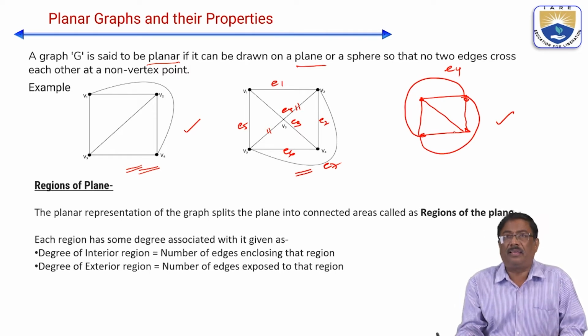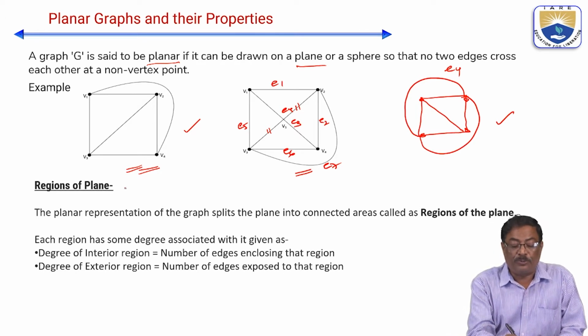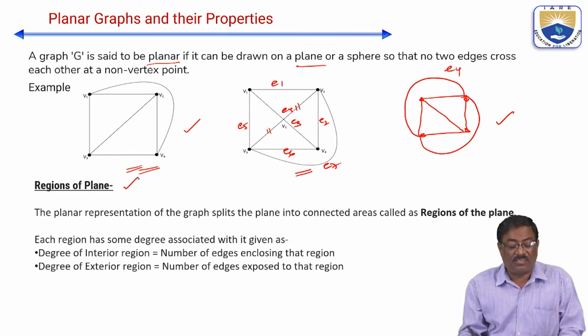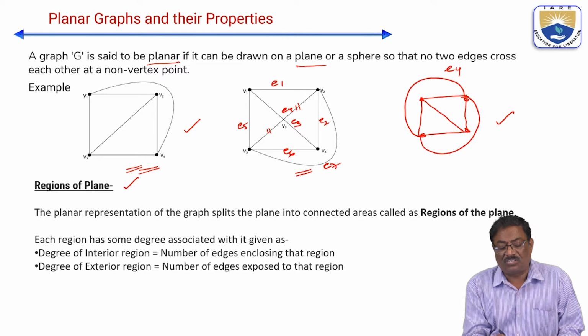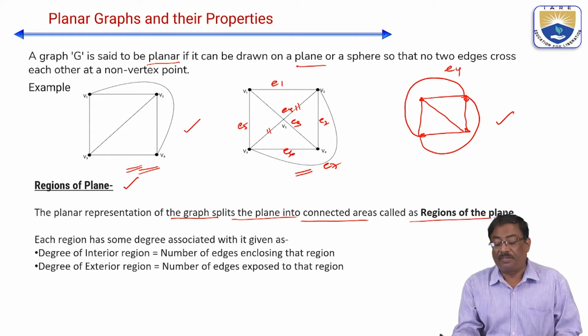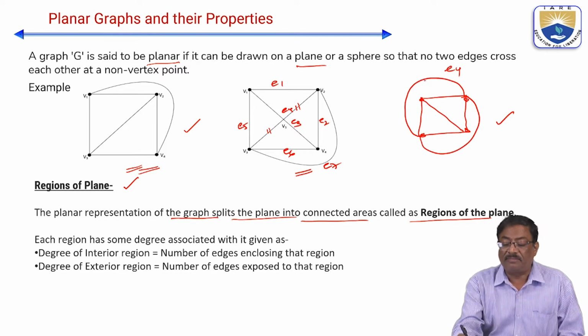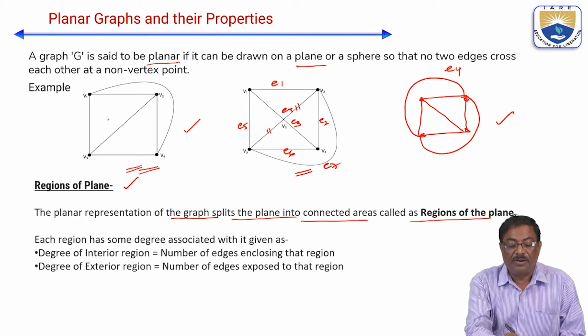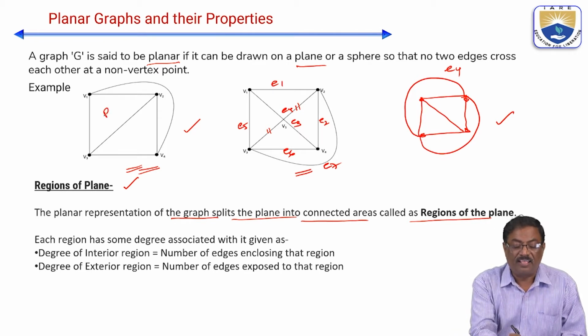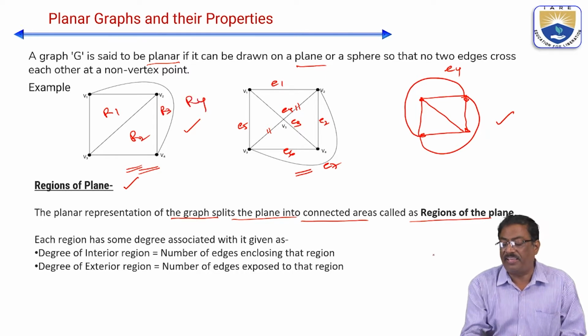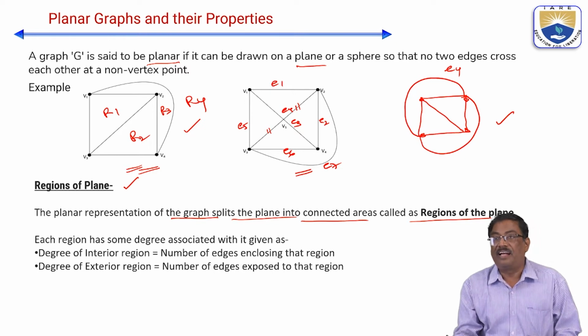Now this planar graph will divide the plane into regions. So what is a region? The planar representation of a graph splits the plane into connected areas called regions of the plane. Let us say this is one area, this is another area, this is another area, and this is another area. So we call these the regions of the plane.